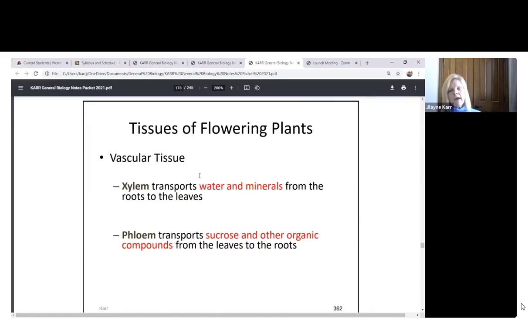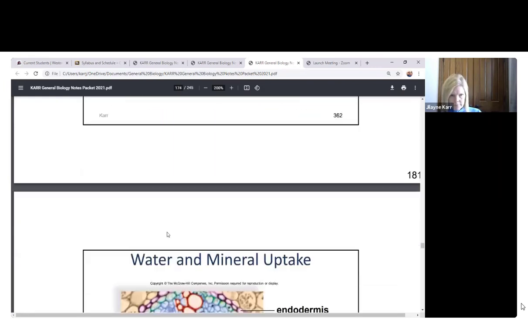So talking about this vascular tissue, again, the xylem transports water and minerals from the roots to the leaves. So think of the direction that these are traveling. We water the soil, and the water goes from the roots to the leaves to help with photosynthesis. Phloem transports those carbohydrates and any other compound produced by the plant, and that occurs in the leaves, because that's where photosynthesis occurs, and that goes from the leaves down to the roots.